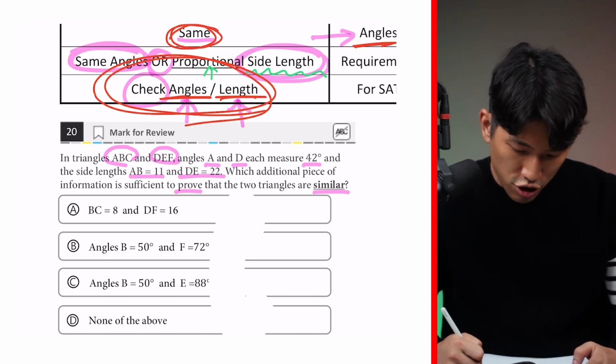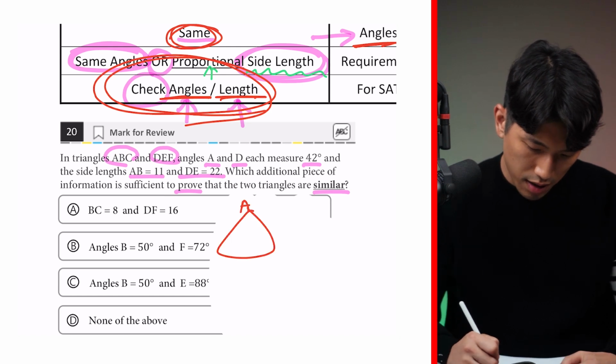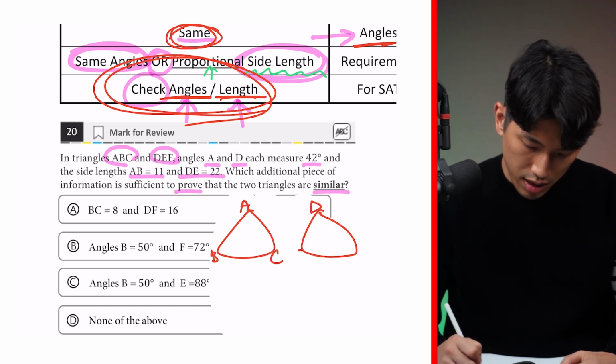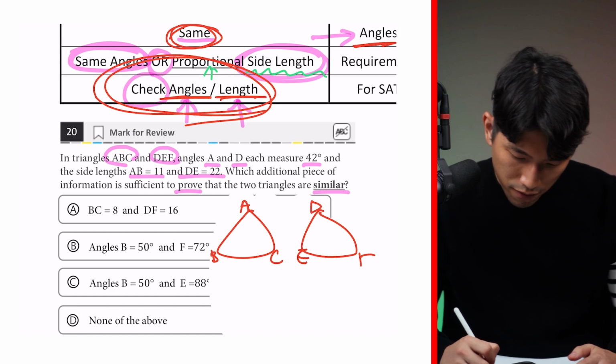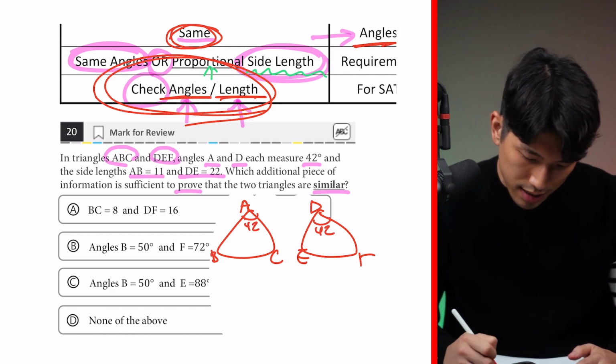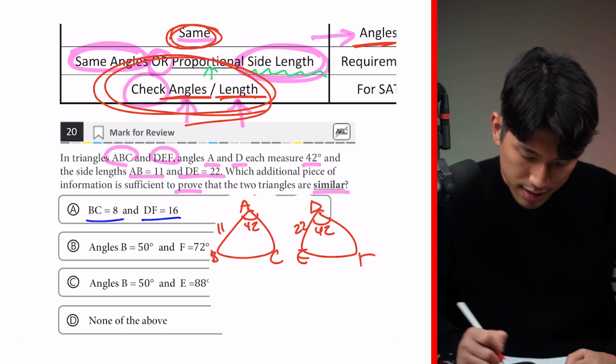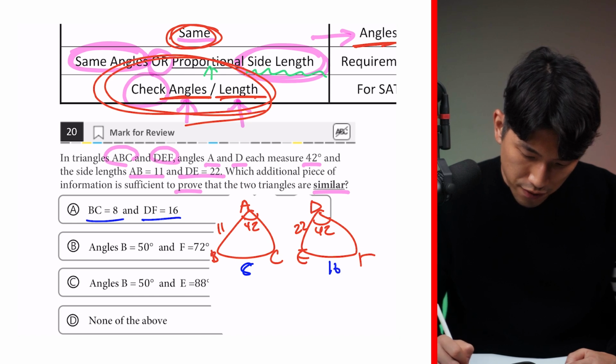So as always, when it comes to geometry questions, we're always going to visualize out what the question tells us. A, B, C, D, E, F. It doesn't have to be perfect. It's going to be 42 here. D is going to be 42 here. And AB is 11. And DE is going to be 22. So if that's 8, that's 16. Is that enough to prove similarity?